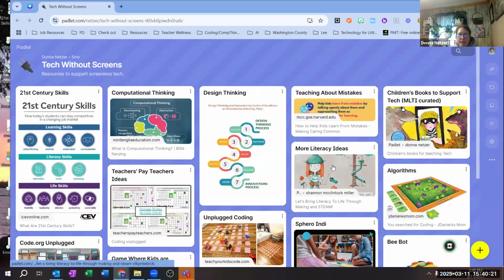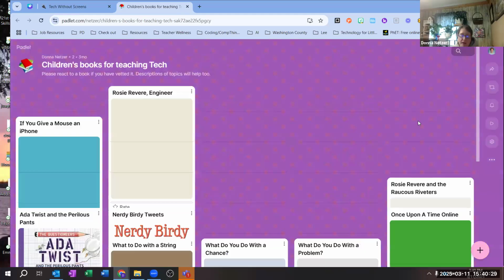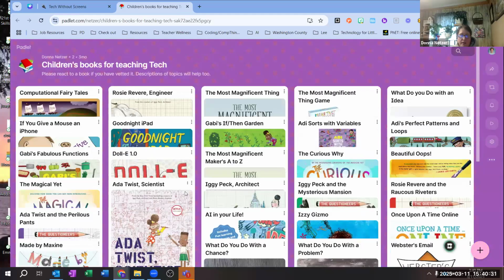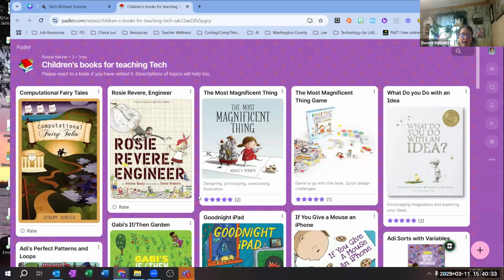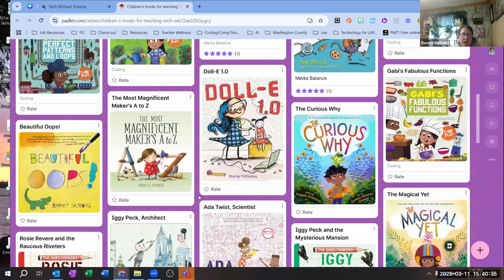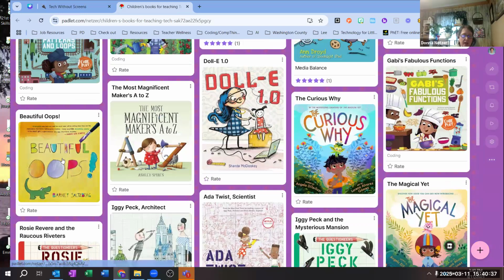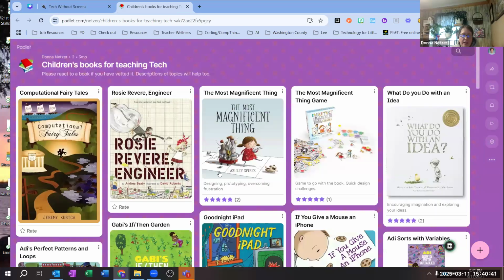Here are some ideas about texts, some books like I was talking about. If I go ahead and click on that, I've collected from many, many different resources and different people in order to get this. But these are some really good books. Here's The Beautiful Oops that I was talking about. This is another great series, The Magnificent. So this one's The Most Magnificent Thing. She designed something, she gets frustrated. So you can talk about all those pieces as you're reading it.